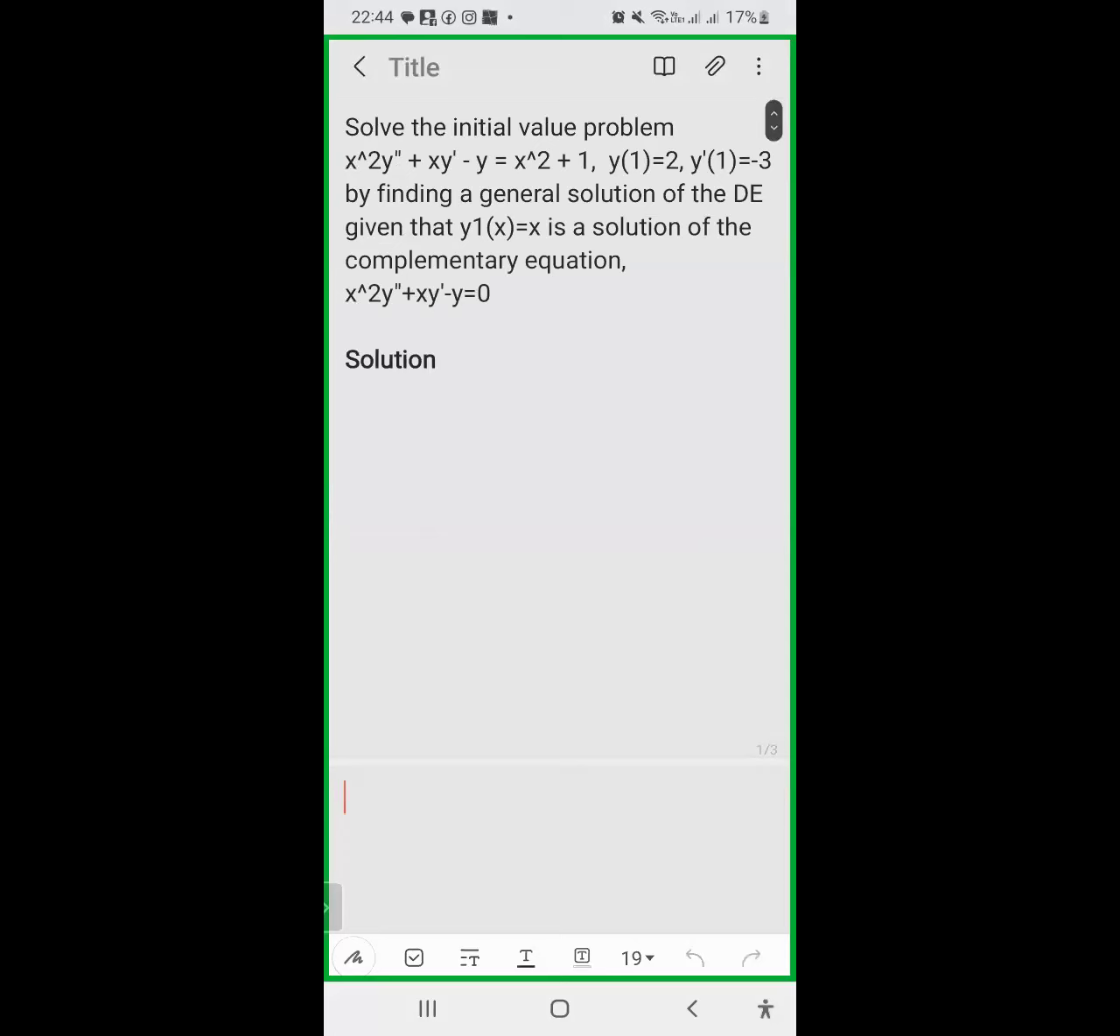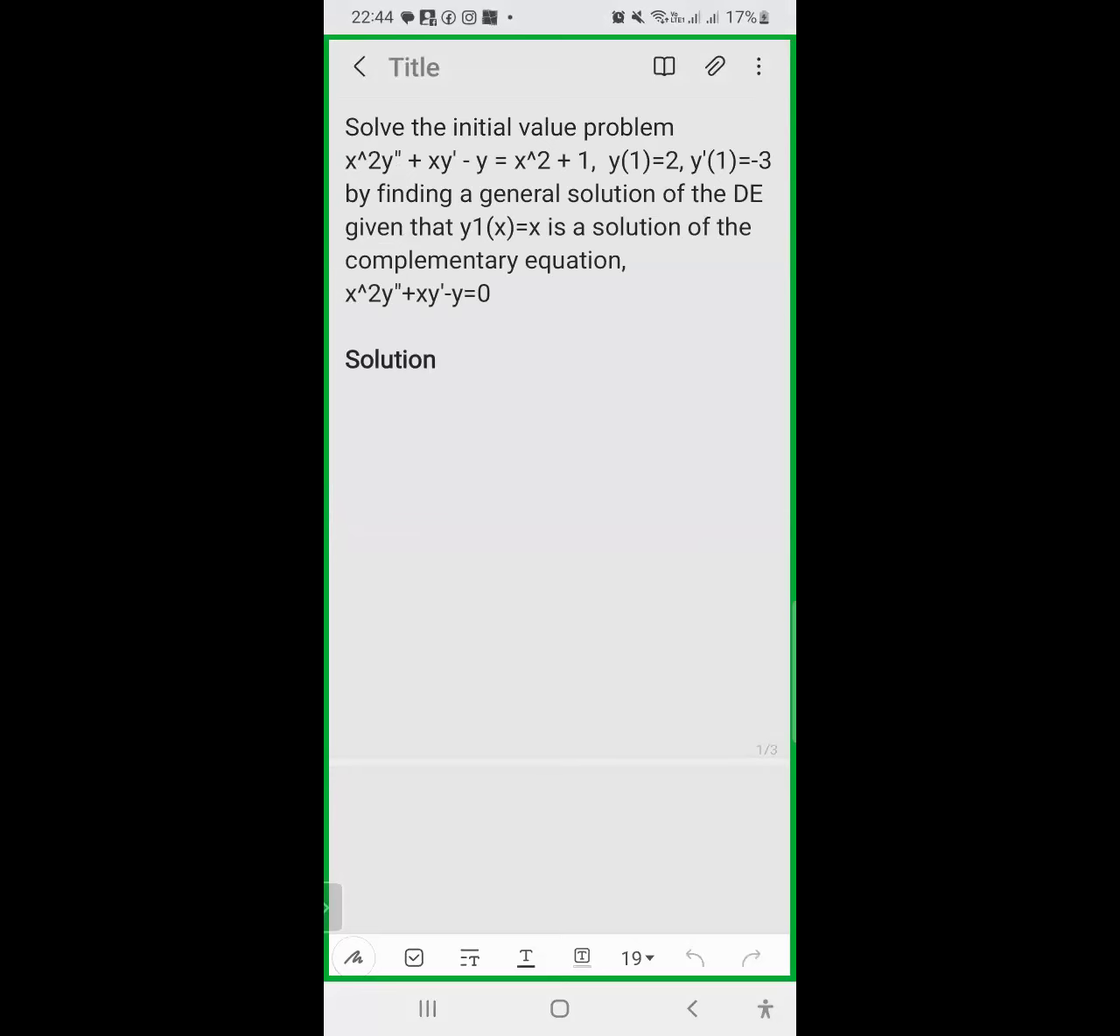In this lesson, we're going to learn how to find a solution to a non-homogeneous, linear, second-order differential equation, as well as how to find a solution to the corresponding initial value problem. The question reads as follows.